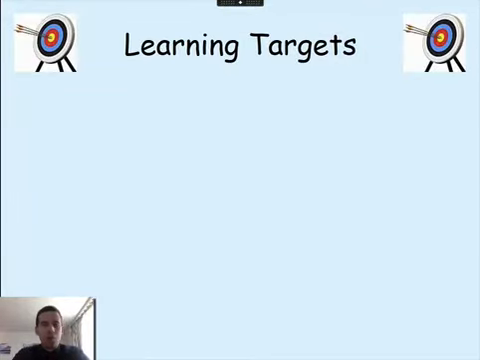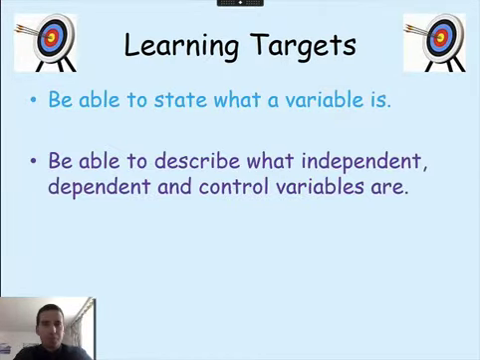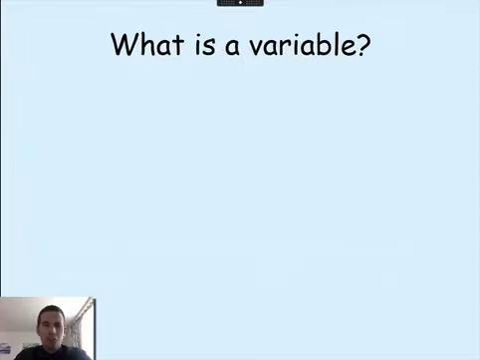So how are we going to learn about this? First, we're going to go through what a variable actually is. We're then going to look at the three main variables, the independent, dependent, and control variables, which are very important for when you do scientific investigations. And we're going to try and explain why it is so important to consider these three variables when you are doing a scientific investigation. So first of all, what is a variable?